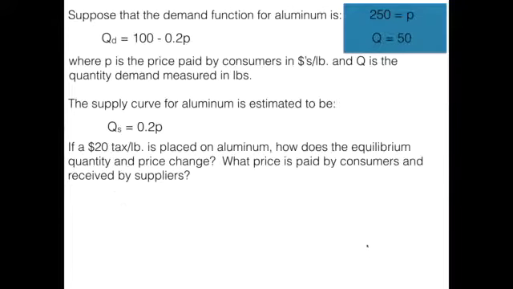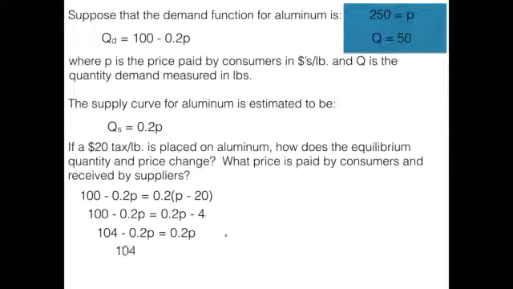Alternately, you could have placed the tax onto the suppliers of aluminum, which I am doing here. You can see now I've adjusted the supply curve to include the fact that the suppliers are going to be receiving a lower price. Their price is going to be less the $20 tax. So this is what the new supply curve looks like when the supplier is taxed at that rate. We multiply that 0.2 through the brackets here, and we get 0.2p minus 4.